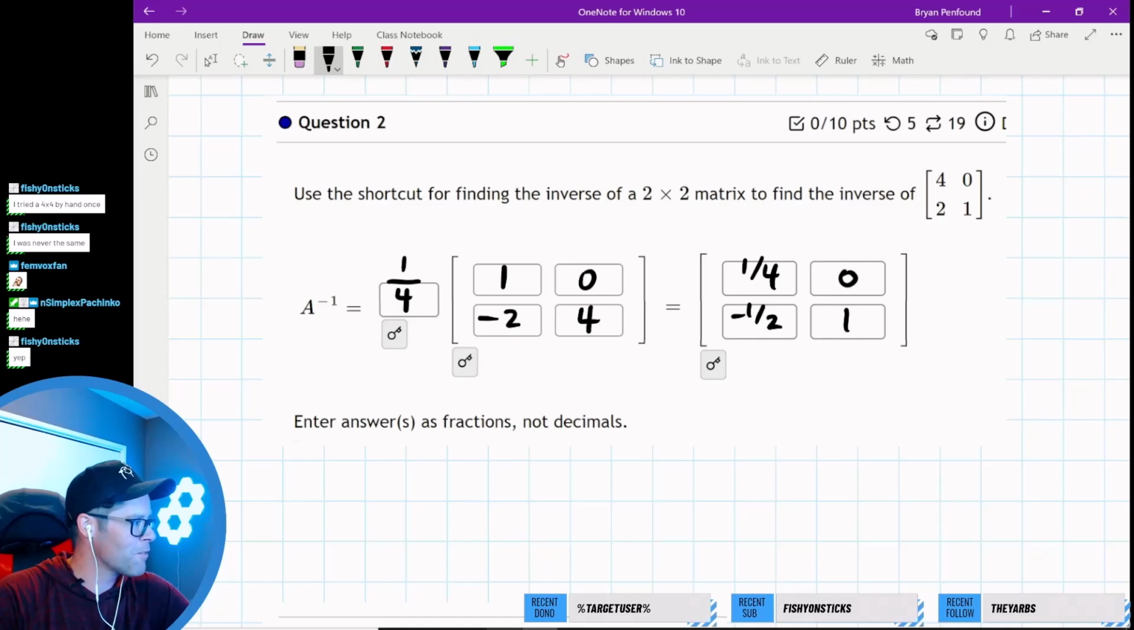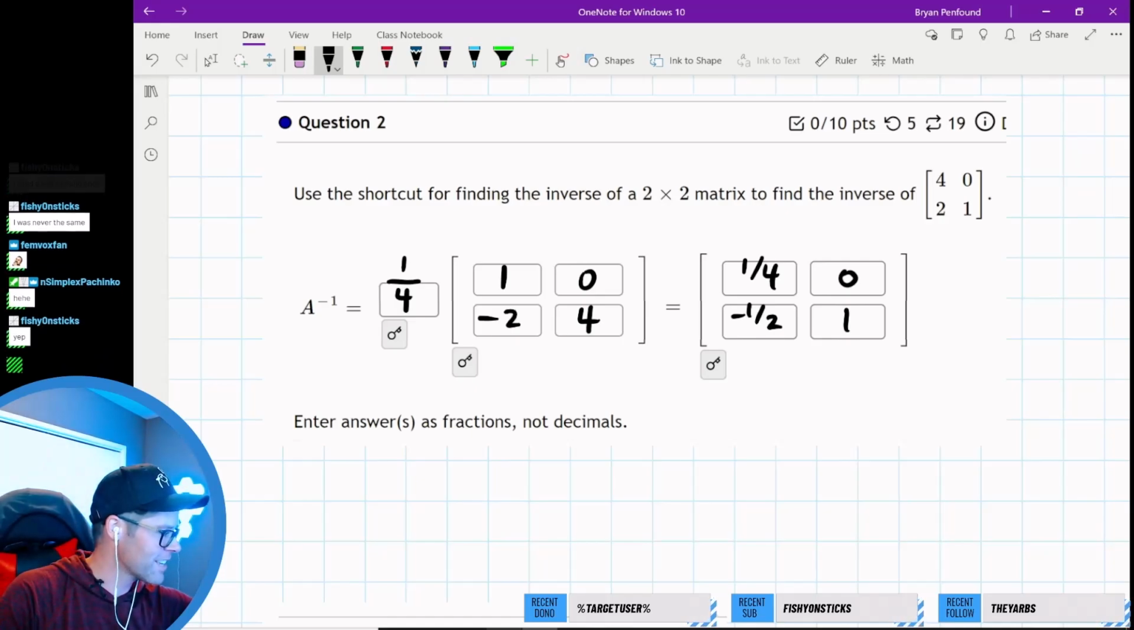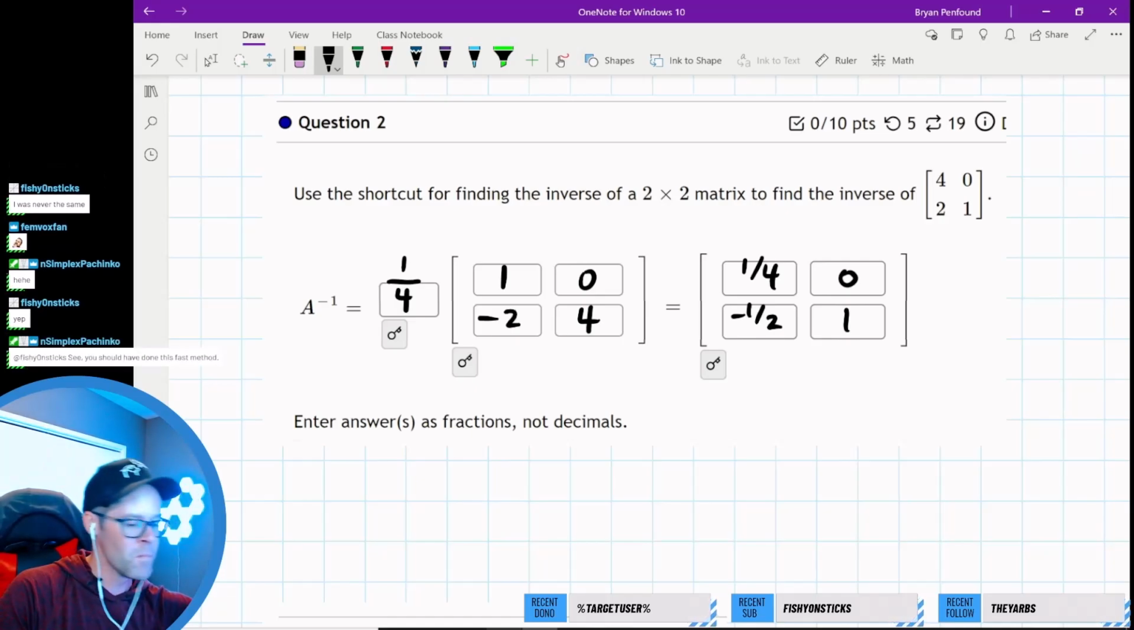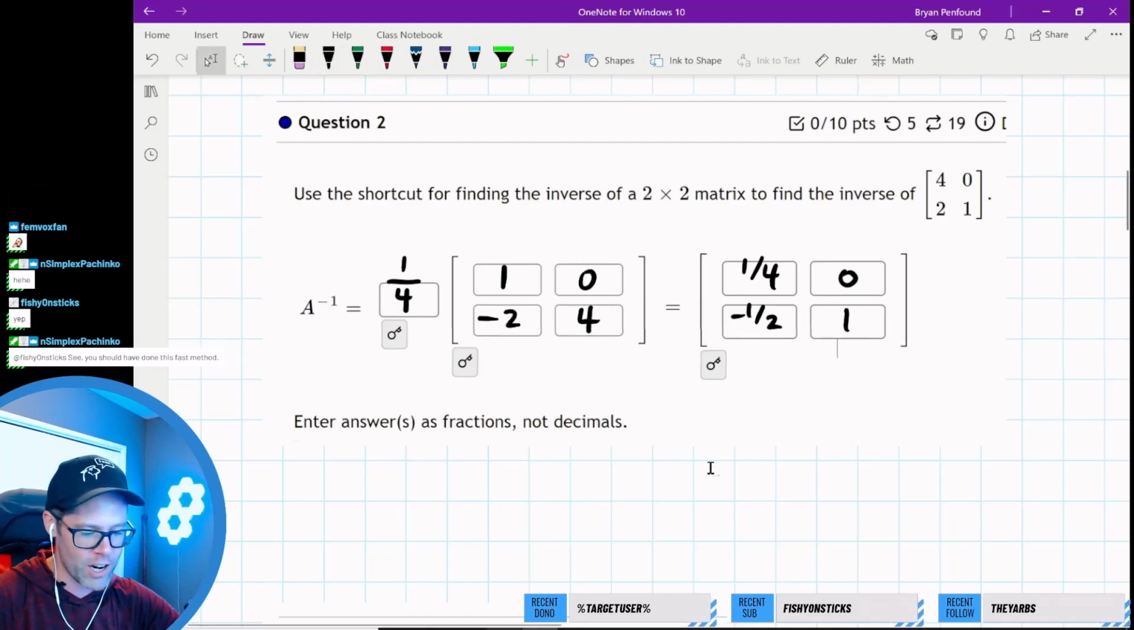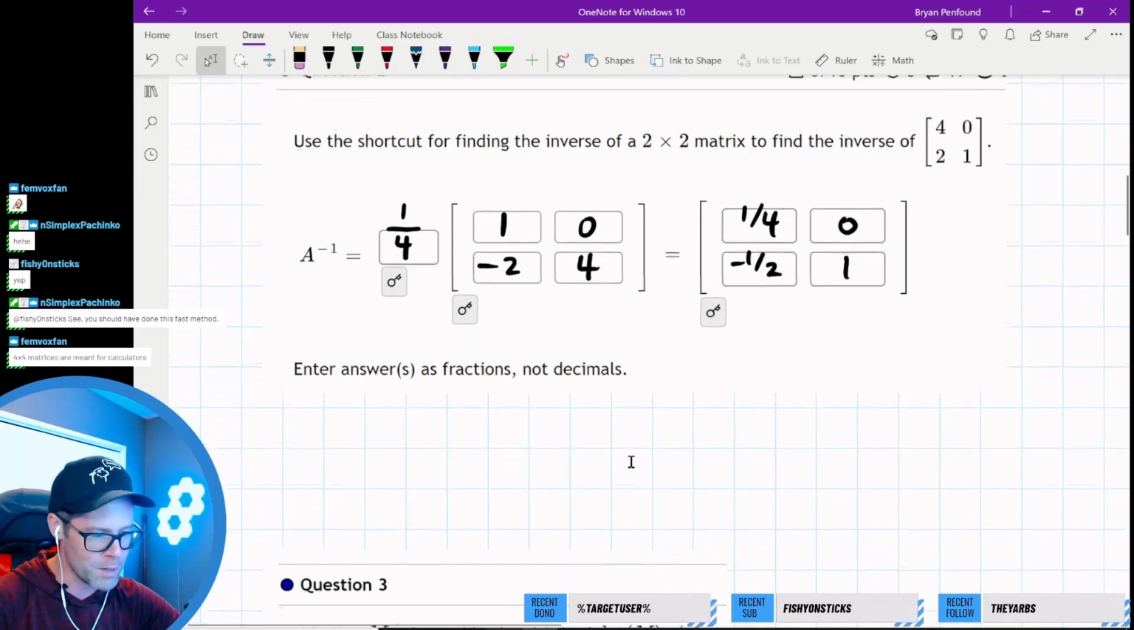I tried a 4x4 by hand once and was never the same. Yeah, very true. Very true. That will change you. It will change you. You'll become a new person after doing a 4x4 determinant by hand.